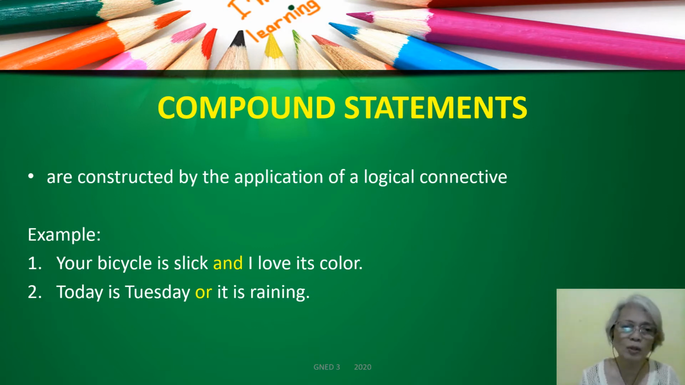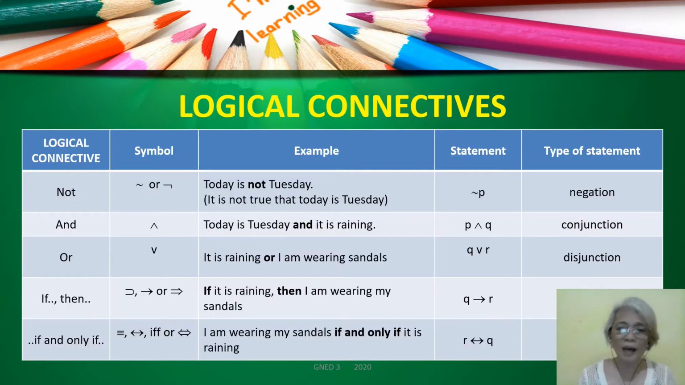For example, your bicycle is sleek and I love its color. The word "and" is a logical connective. Another example, today is Tuesday or it is raining, is also a compound statement combining the simple statements today is Tuesday and it is raining using the logical connective or. So we have here a table of logical connectives.